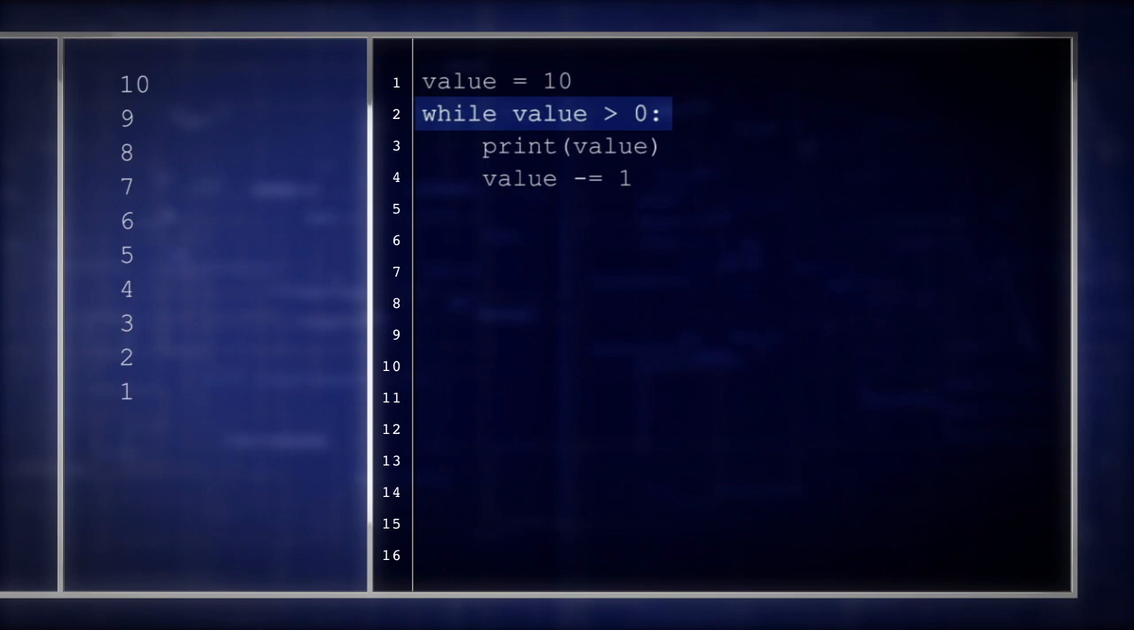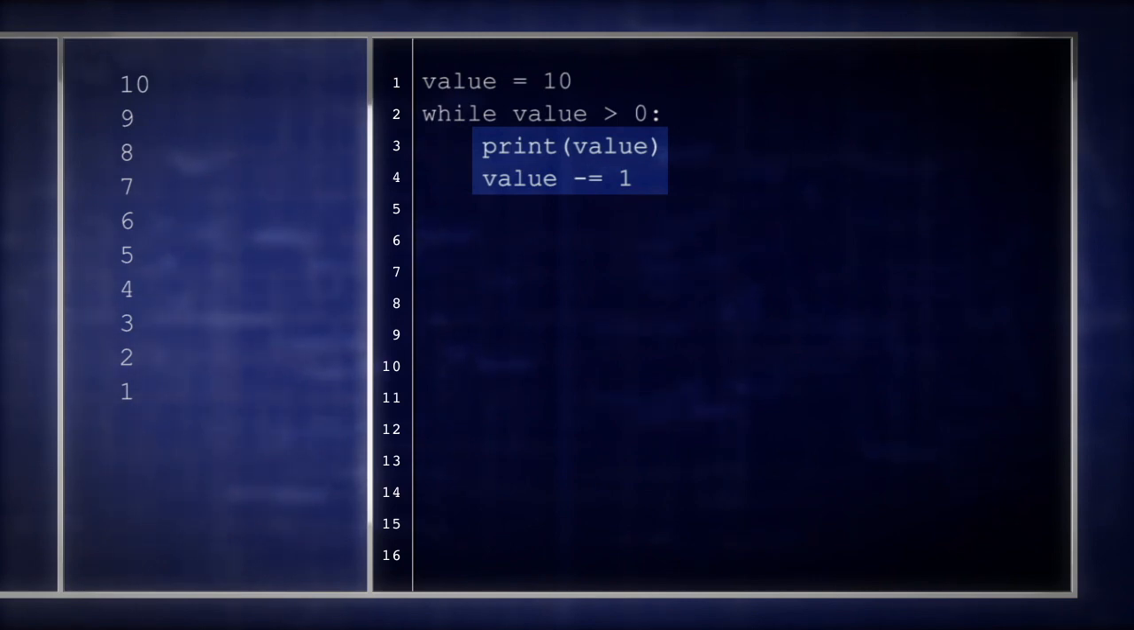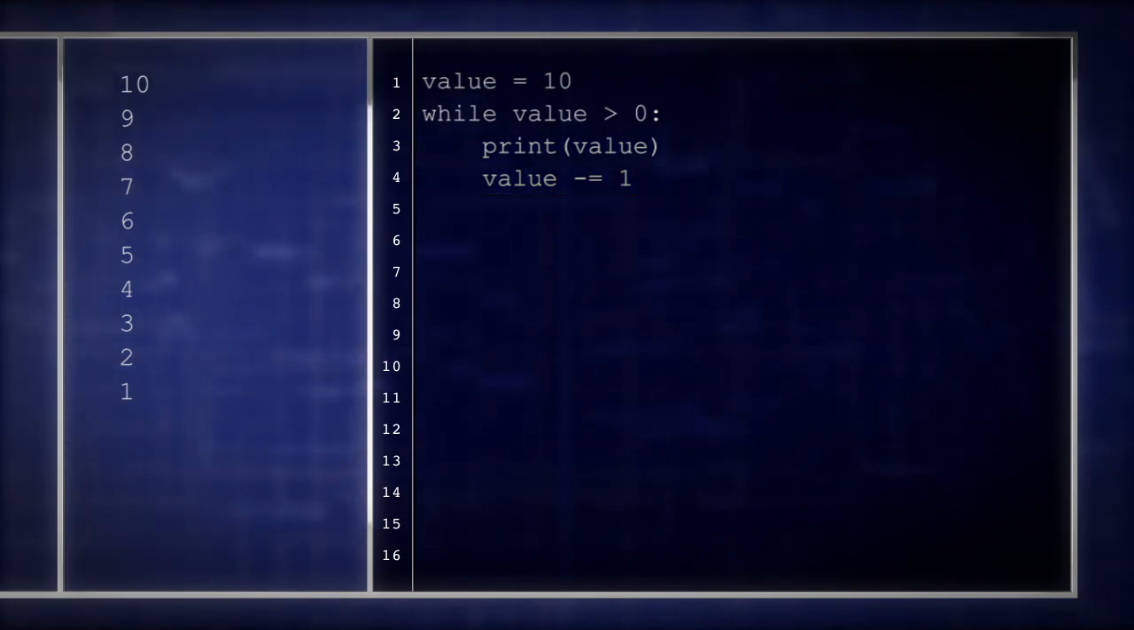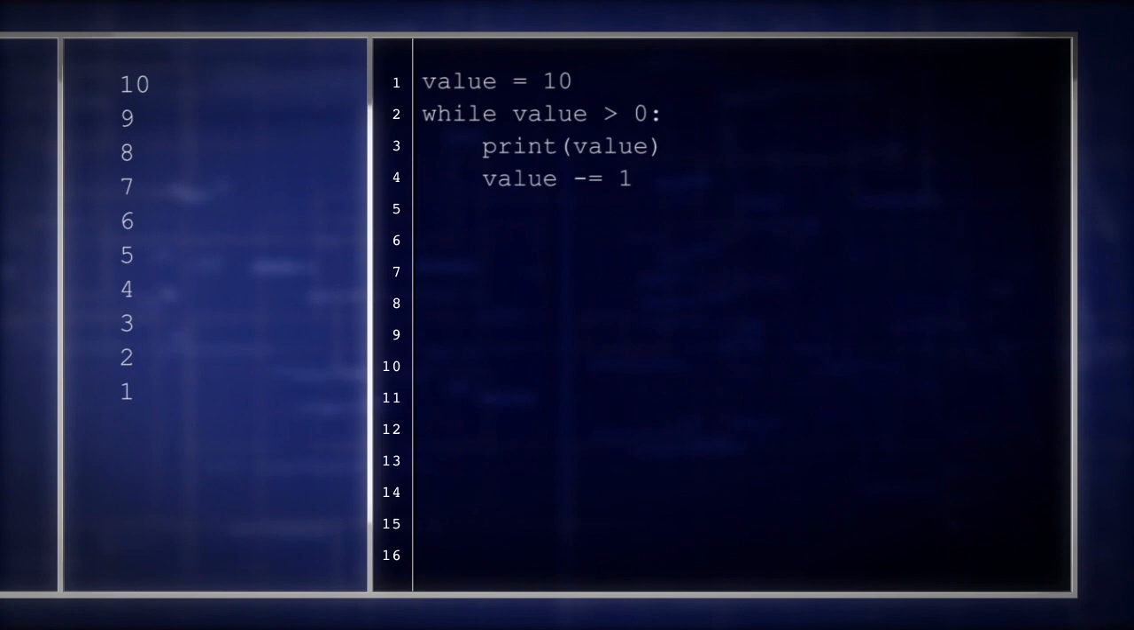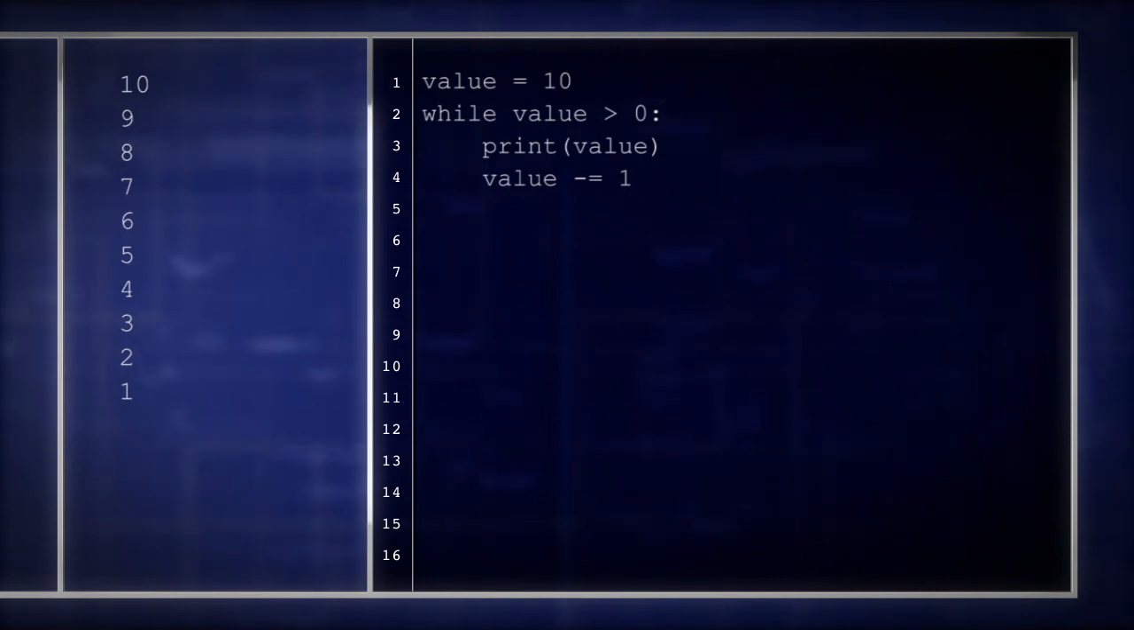When we start the loop, our value, 10, is greater than 0, so we execute the body. That will print 10 and then lower the value to 9. Since the value is still above 0, we do the loop again, so we print 9 and then lower the value to 8. This continues until we print 1 and lower the value to 0. Since the value is no longer greater than 0, we'll stop and not go through the loop again.